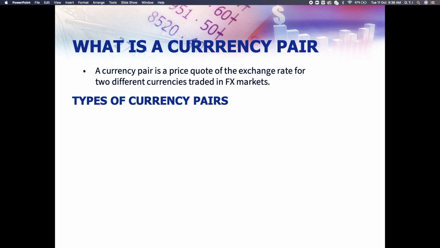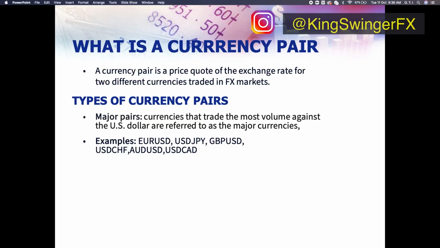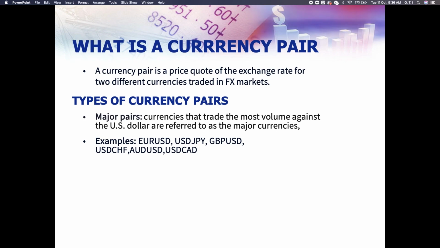Now we have the major pairs and also the minor and exotic pairs, right? Now let's talk about the major pairs. Currencies that trade the most volume against the US dollar are referred to as the major currencies or major pairs, right? As simple as it looks, any currency that trades against the US dollar is known as a major pair. And you have a lot of examples, right? You have the EUR/USD, the USD/JPY, the USD/CHF, the AUD/USD, the USD/CAD, right?